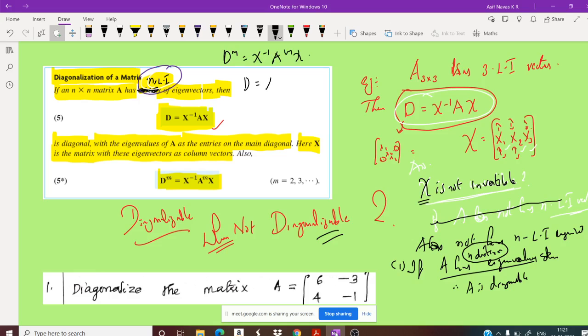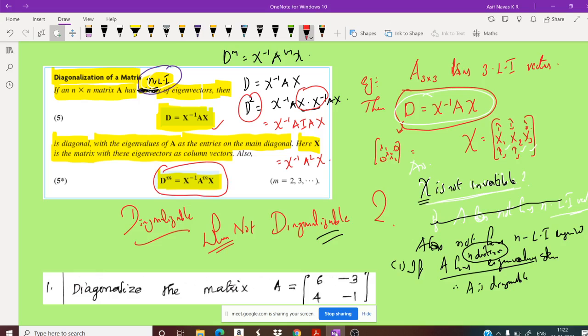We already know that D is equal to X inverse AX, right? Then what is D square? X inverse AX into X inverse AX. Now we know that X into X inverse is identity, right? Then you will get X inverse A I A X, which equals X inverse A square X. So similarly, you will get D raised to m is equal to X inverse A raised to m X.